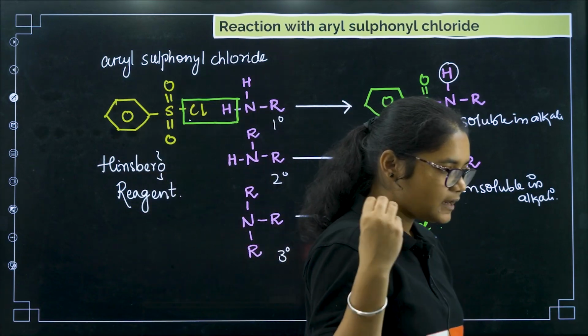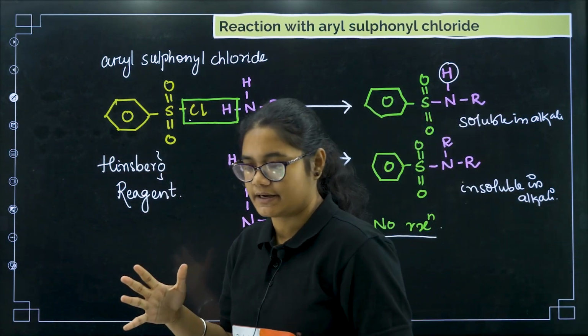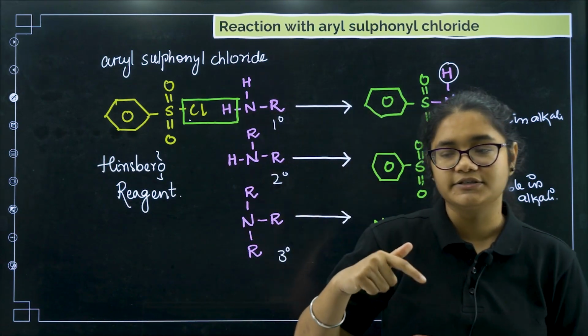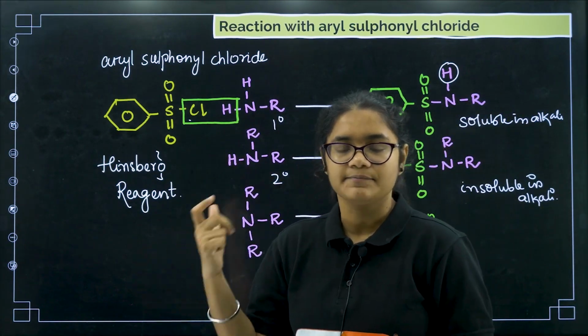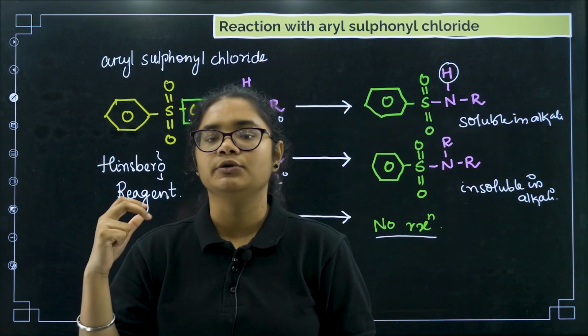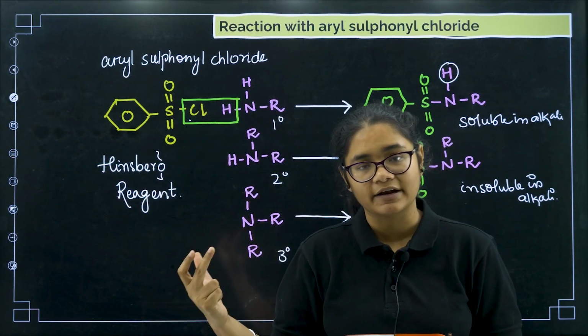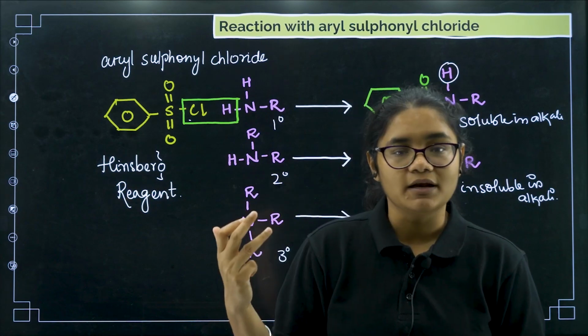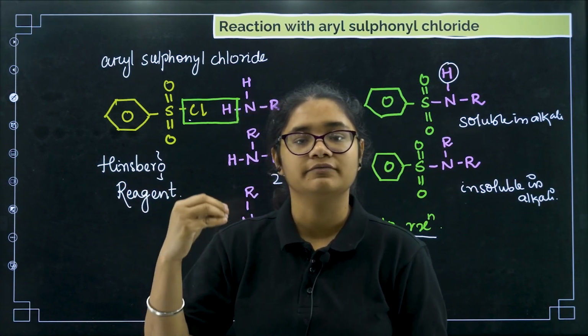Okay, let us revise the reactions that we have studied till now. First is basicity, then is alkylation. For alkylation you need to treat the amine with RX. Then is acylation. For acylation you can use acyl chlorides, anhydrides or benzoyl chlorides. Then fourth one was your carbylamine reaction. Fifth one, reaction with nitrous acid.